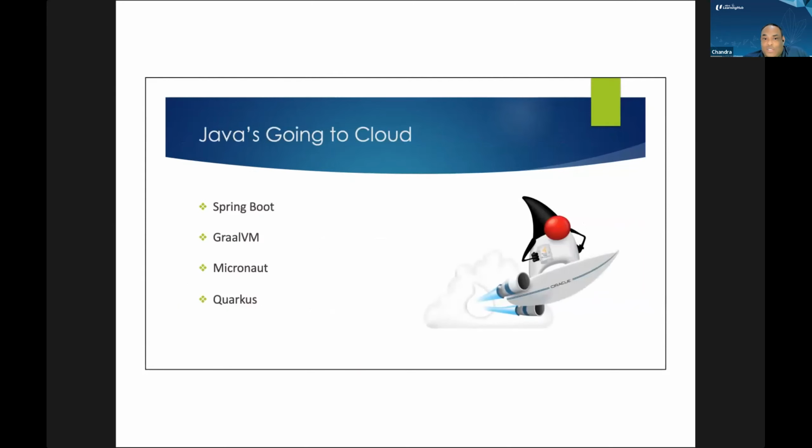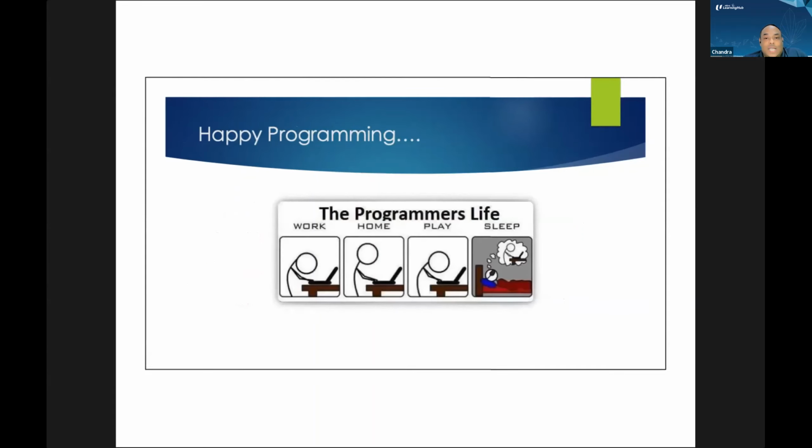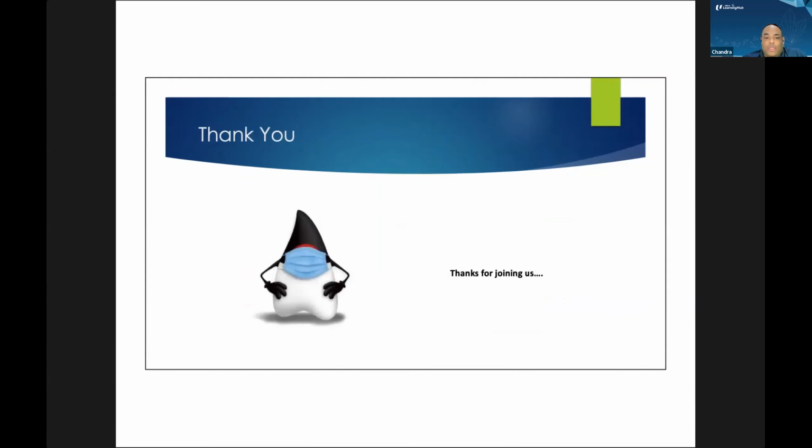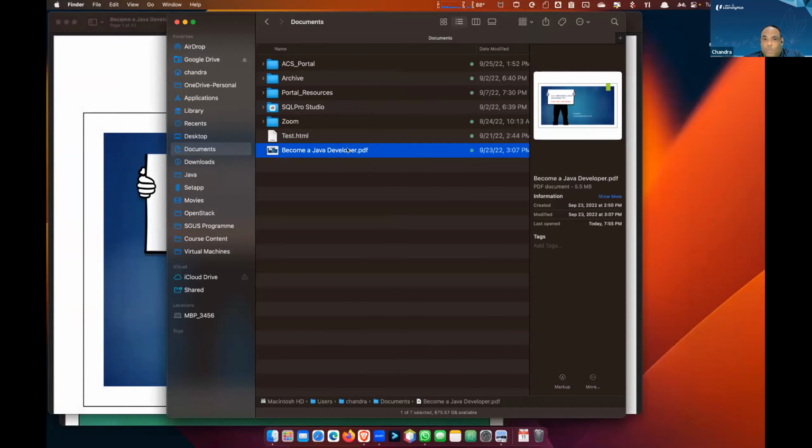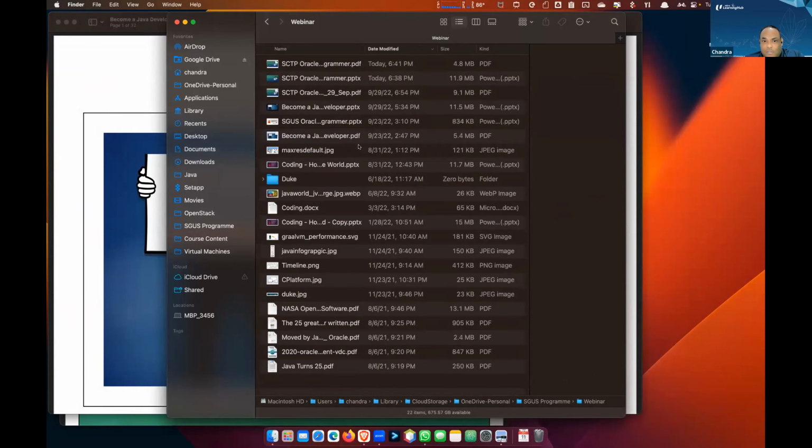Okay, so Java has gone to the cloud. We have Spring, we have Graal, we have Micronaut, we have Quarkus. All these prominent pieces of software are extensions to what Java can do. Okay, now having said that, let me give you an overview of what the program is that we are going to use for this particular webinar.